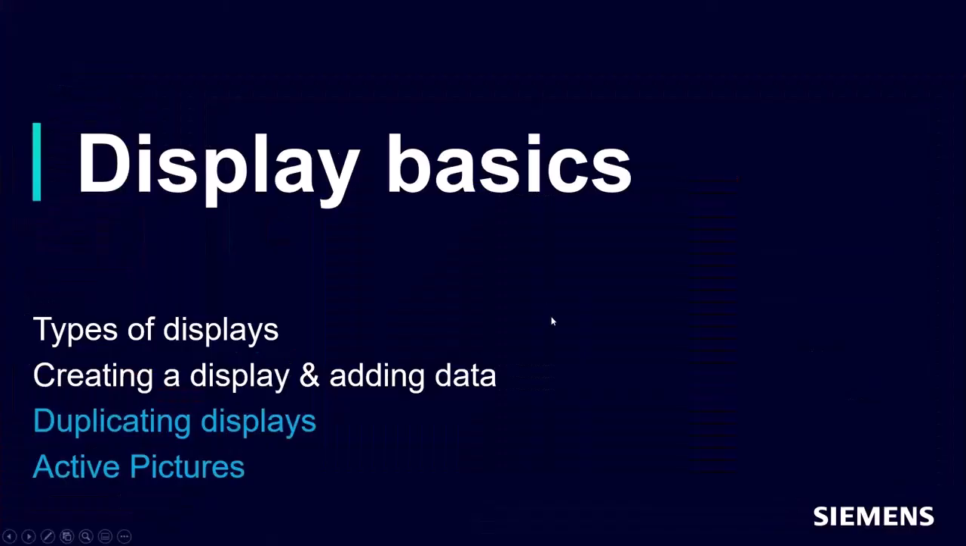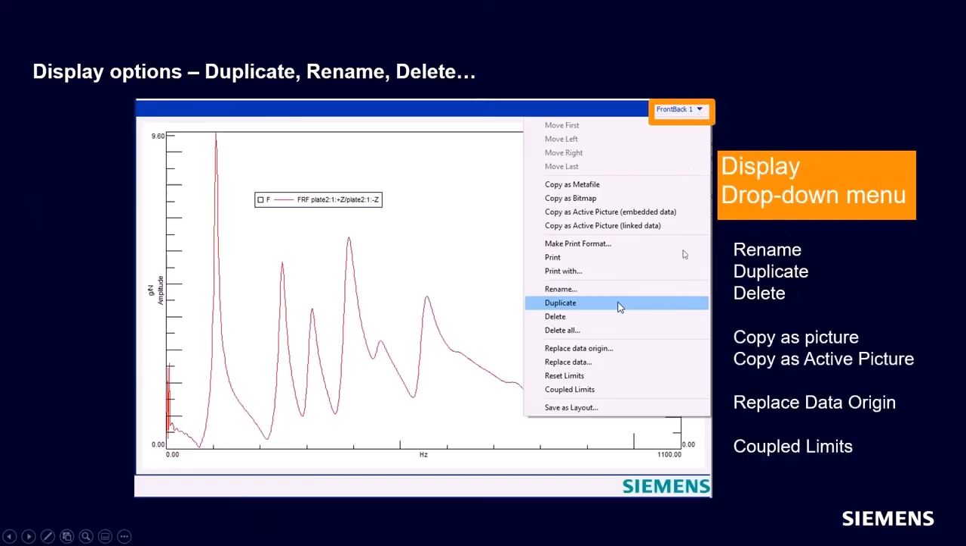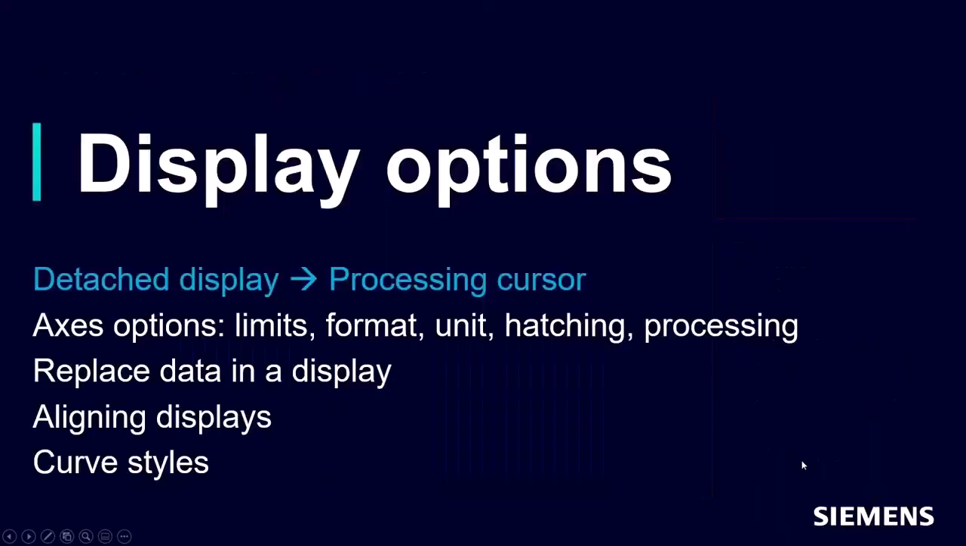So this recovers some of those options under this display drop-down menu up here. I can rename, duplicate, or delete an individual display. I also have these copy as picture or active picture options. I can also do some more advanced things, which we'll touch on in just a little bit, like replace data origin and set coupled limits, which we'll cover as well. So that takes us into some of the display options we have at our disposal.